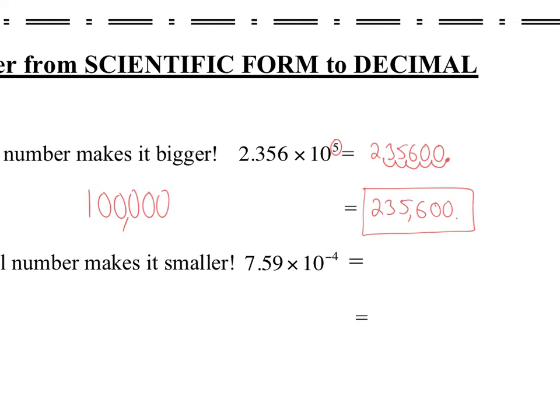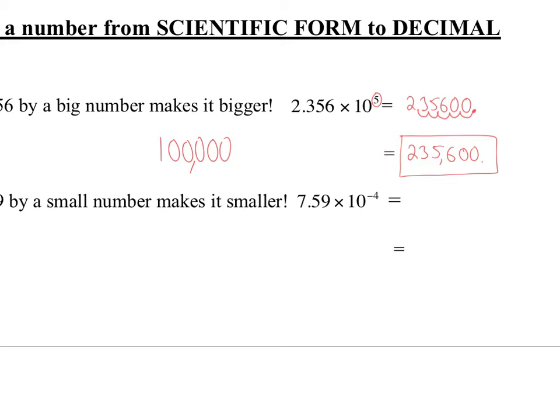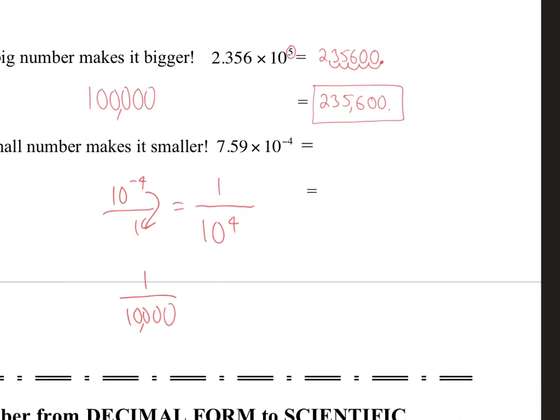So we're multiplying 7.59 times 10 to the negative 4th. Well, we're multiplying 10 to the negative 4th. Remember, 10 to the negative 4th, put that over 1, it's a negative exponent. It's going to go down here, which equals 1 over 10 to the 4th. And 10 to the 4th is 1 over 1, 2, 3, 4. 1 over 10,000. So we're multiplying by 1 10,000th. All right, so multiplying by a negative exponent is going to make it smaller.